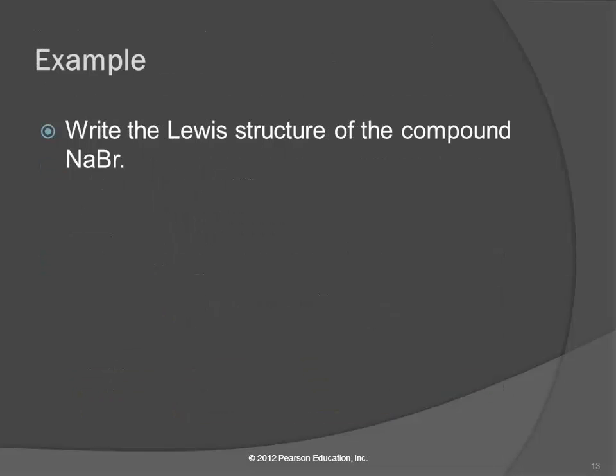So let's look at the Lewis structure for the compound sodium bromide. So sodium is Na, and bromine is Br. How many valence electrons does sodium have? 1. How many valence electrons does bromine have? 7.